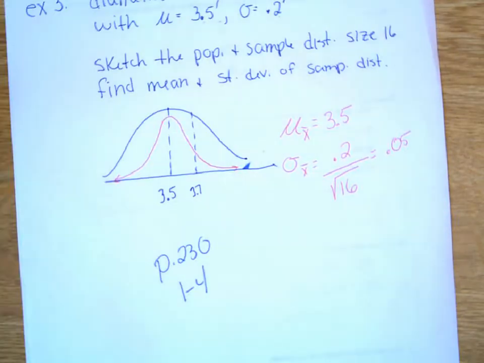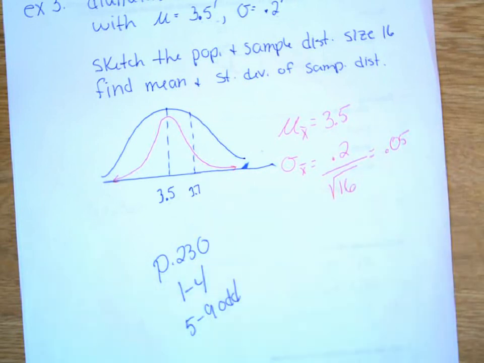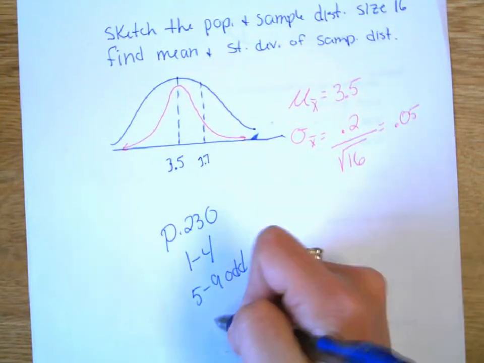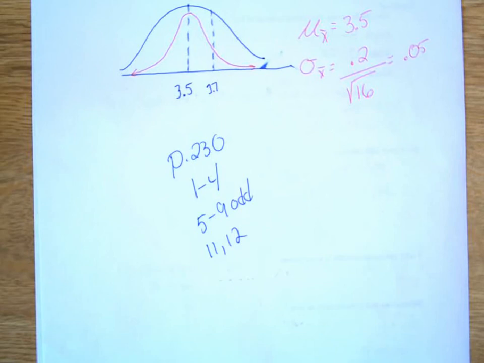Okay, so when you see that, glad I read that. Let's go, not too many here. Let's go 5 through 9 odd. And then we're going to pick up 11 and 12. This is not much. Okay. Yes, let me turn this off.